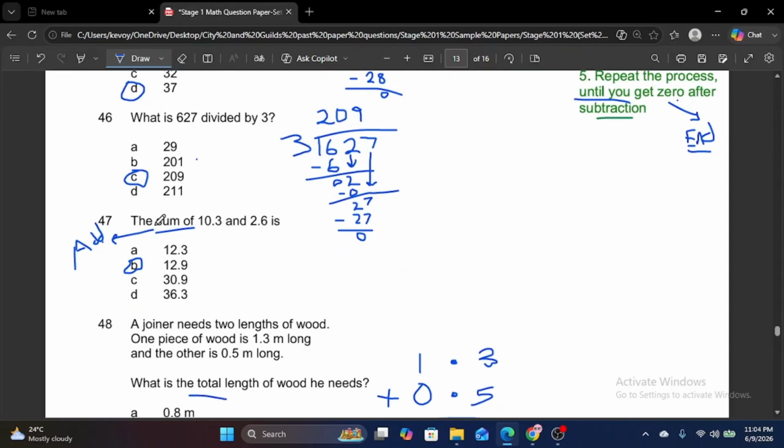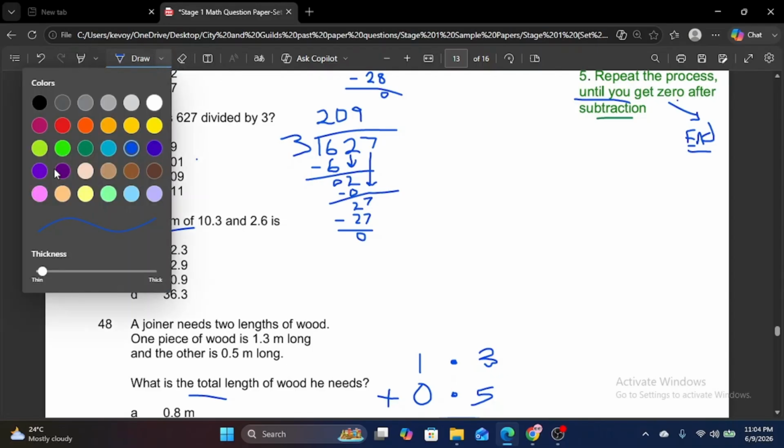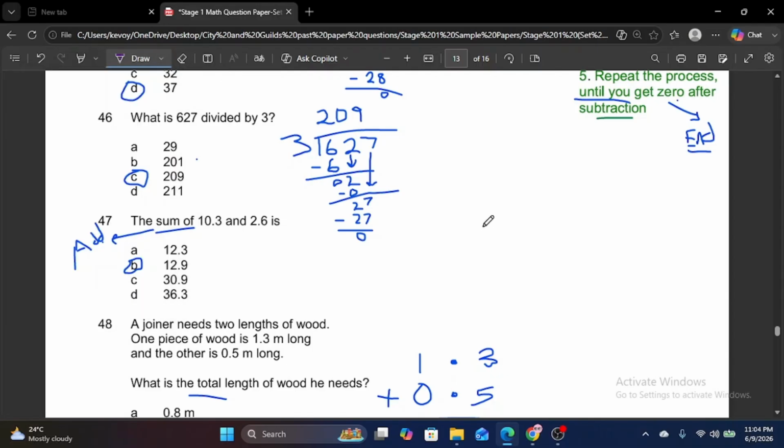Alright, so the sum of 10.3 and 2.6 is, so I'm going to do it over as well. So that's going to be 10.3.